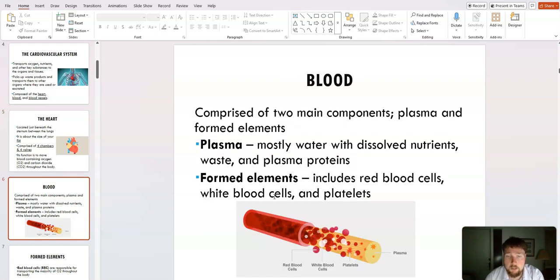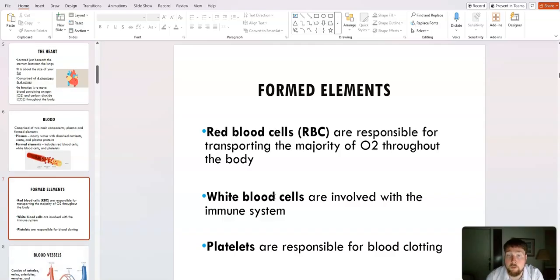All right, so blood is mainly water, but plasma is mainly water with some nutrients in it, some proteins, and some waste products. Formed elements are your red blood cells, white blood cells, and platelets. So make sure you know what the formed elements are. Red blood cells, its main purpose is to deliver oxygen. And we'll talk about here in a second how oxygen is delivered. White blood cells, its main purpose is to fight off infection. It's with the immune system.